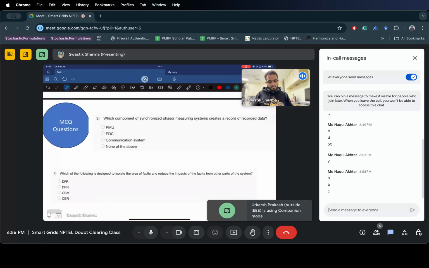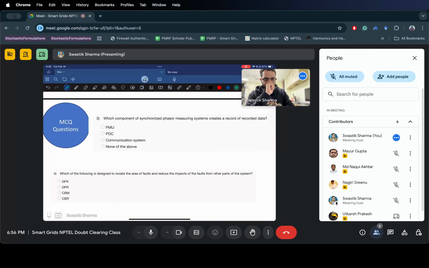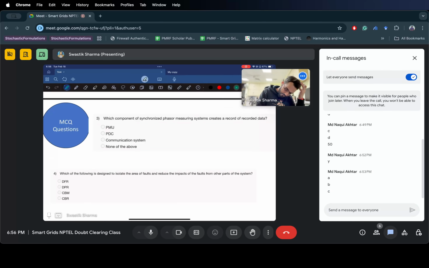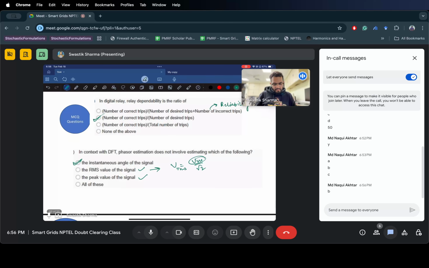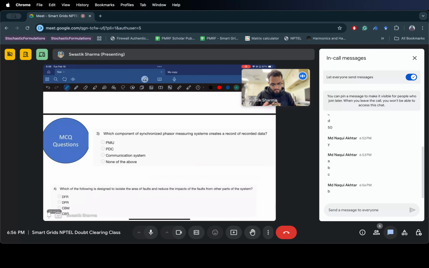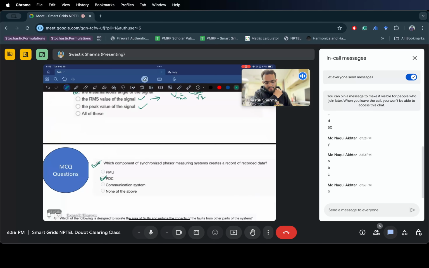Next, which component of synchronized phasor measurement systems creates a record of recorded data? Can anyone answer this third question? Was everyone clear with B? The second question, in context with DFT, phasor estimate, what does not involve estimating? Akhtar gave the answer. Yeah, it's PDC. PDC is used to store the data.